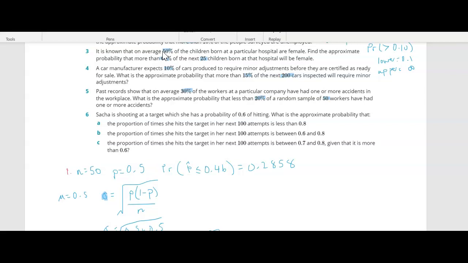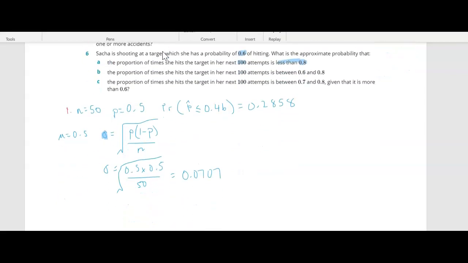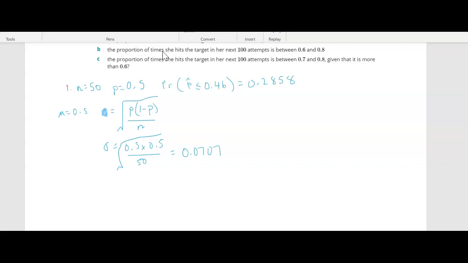All right, Sasha is shooting at a target which she has a probability of 0.6 of hitting, so P equals 0.6. What is the approximate probability that the proportion of time she hits the target in the next 100? So N is 100, and there's the probability you want, less than 0.8. Now I'm going to do B and C because they are slightly different compared to the previous questions. So let's just do them together.